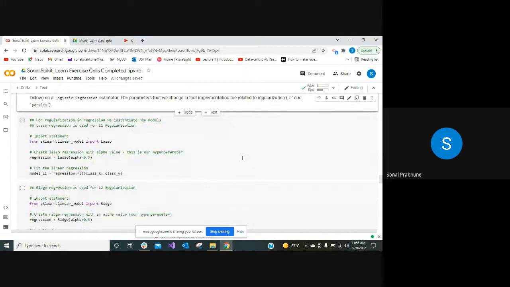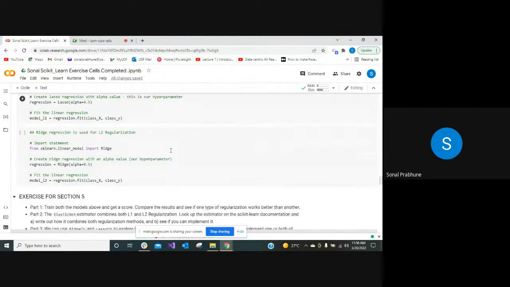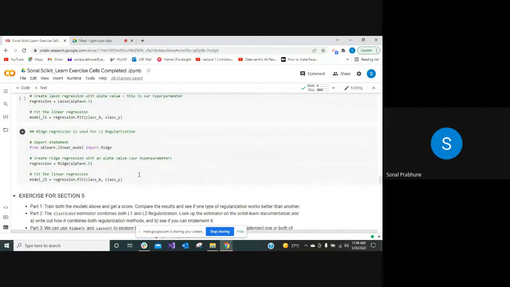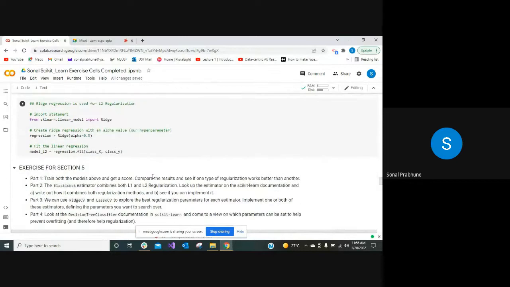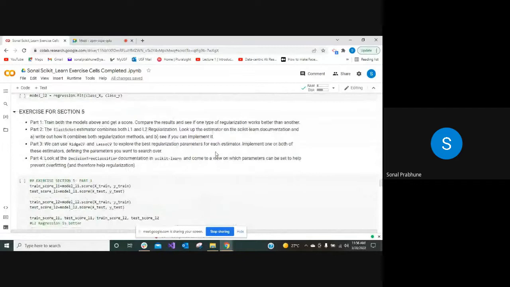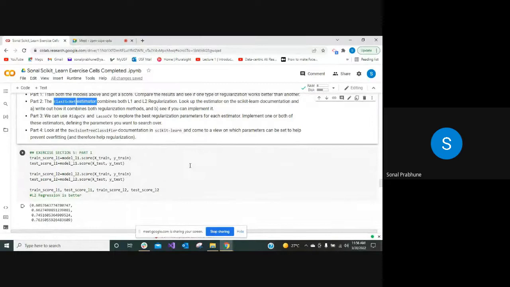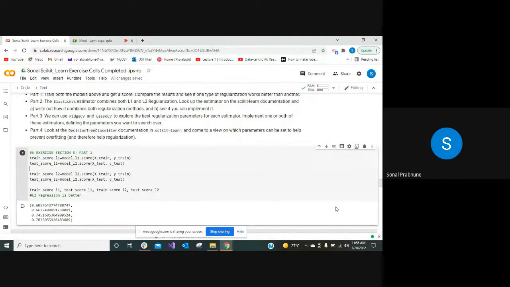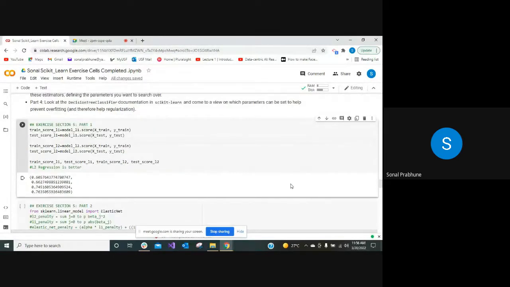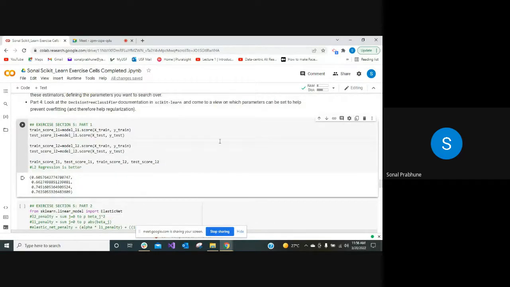So the first part, L1 lasso regression, is the same thing, fit. The alpha for that is 0.5. This is for ridge regression, which is L2 regularization. This was already done. The exercise we were supposed to do was using ElasticNet, which helps us combine L1 and L2. We were supposed to Google and see how to use that, so that is what I've done here.